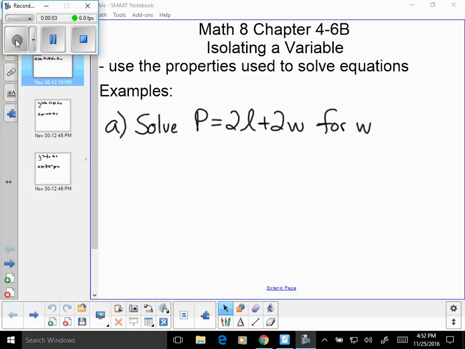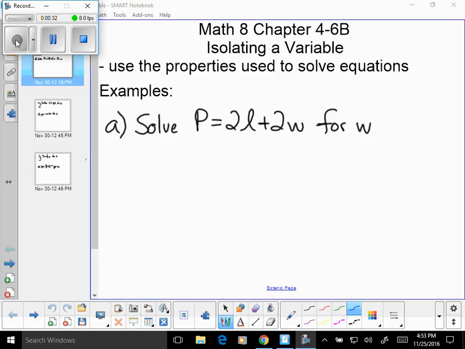This is lesson 4-6b, and you're going to find that it is more algebra. It's going to remind you a lot of what we did in chapter 2. What we're going to be dealing with is a formula in which they ask us to isolate the variable. Then on a couple of problems on your assignment, they're going to ask you to isolate the variable and then use that new formula to solve the problem.